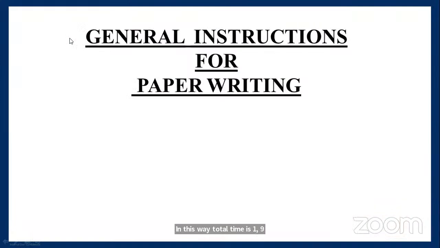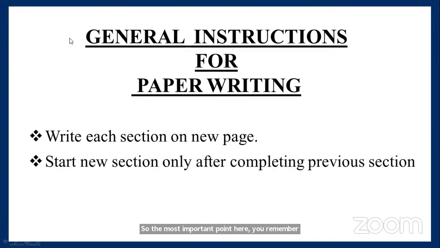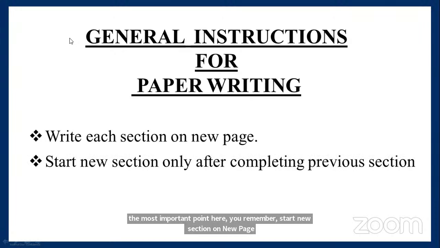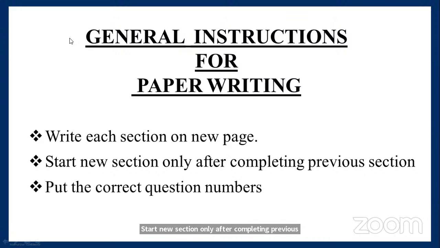Then see general instructions for paper writing. Write each section on a new page. When section A gets over, you have to start section B on a new page. So the most important point here you have to remember, start a new section on a new page. Start a new section only after completing the previous section. Put the correct question numbers.